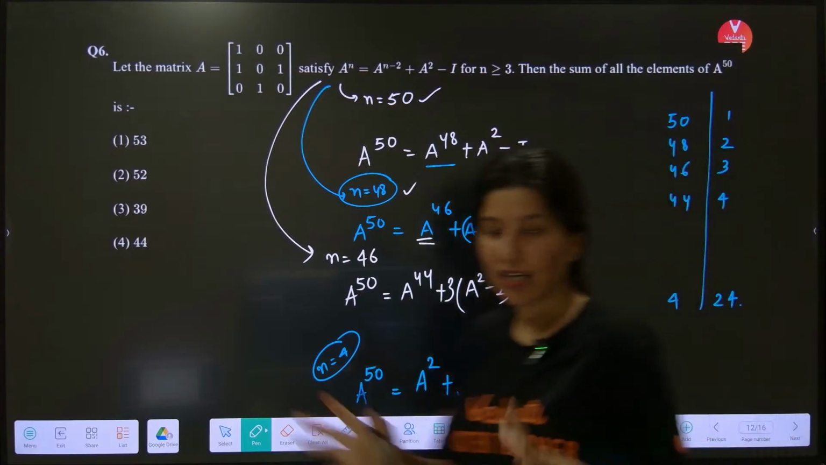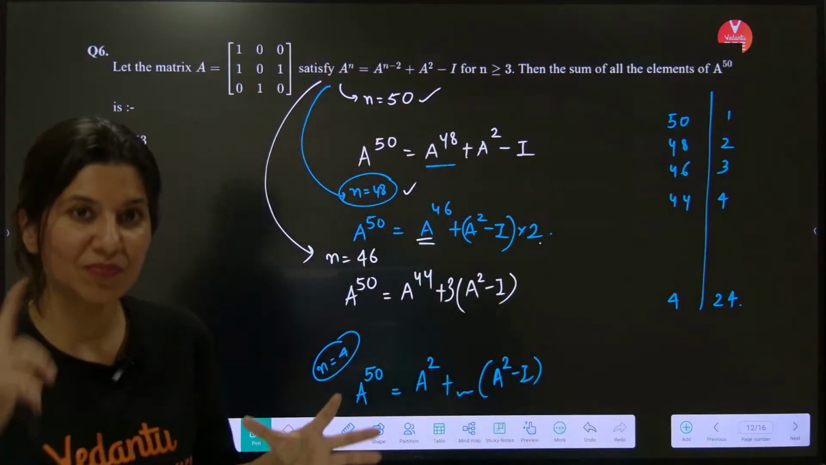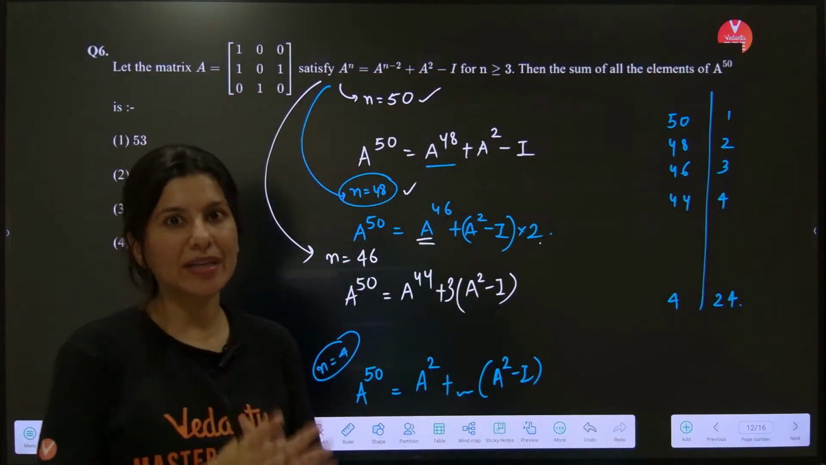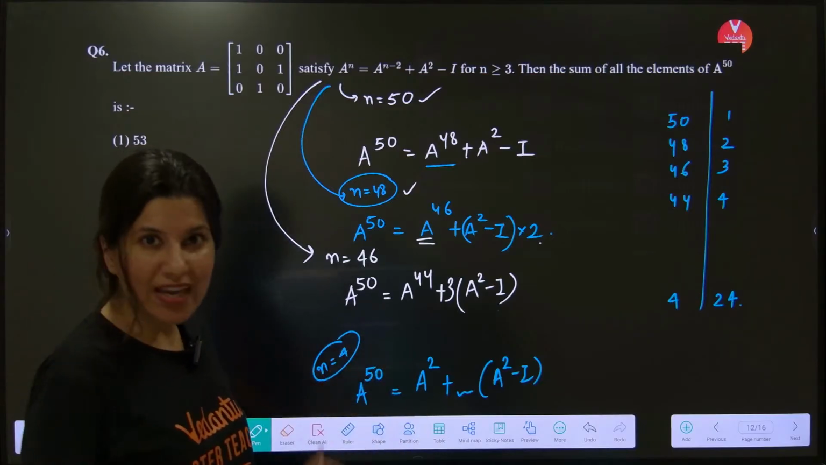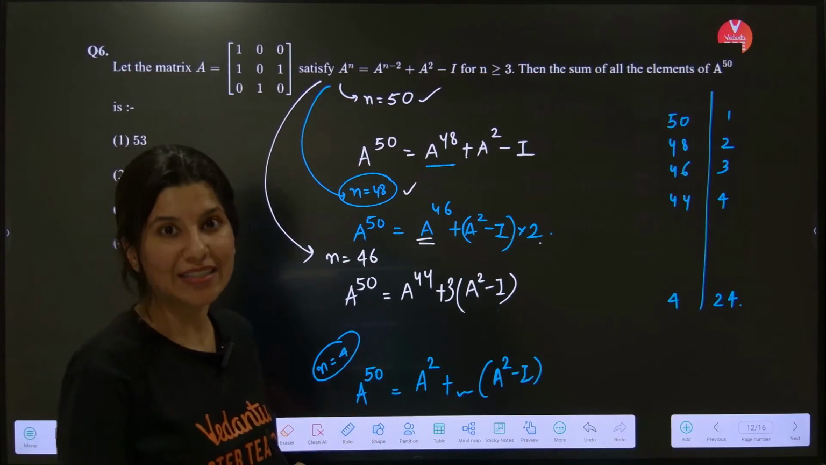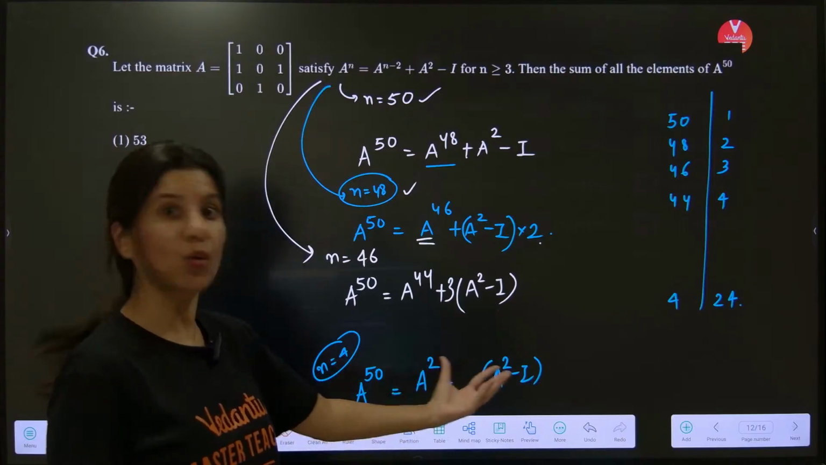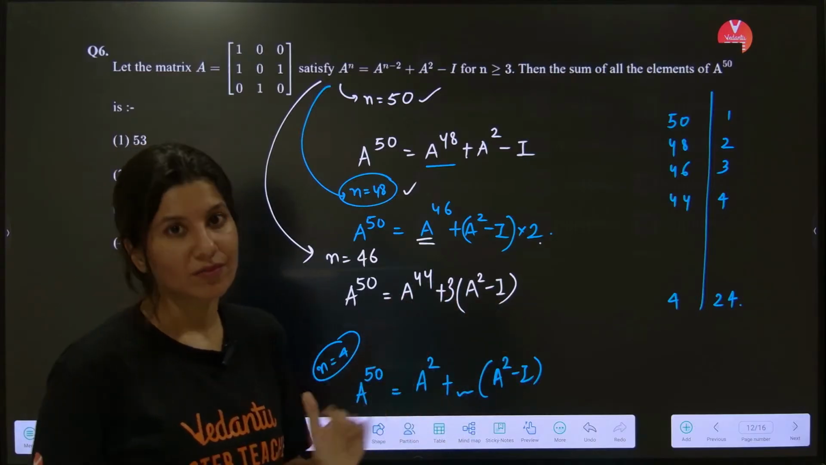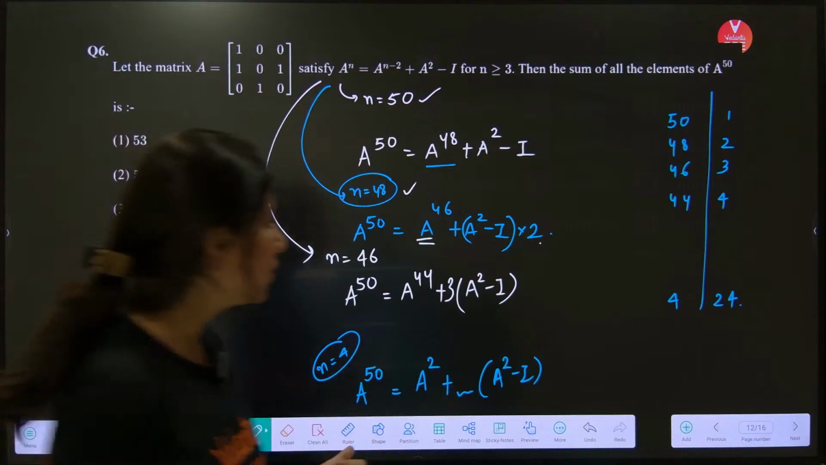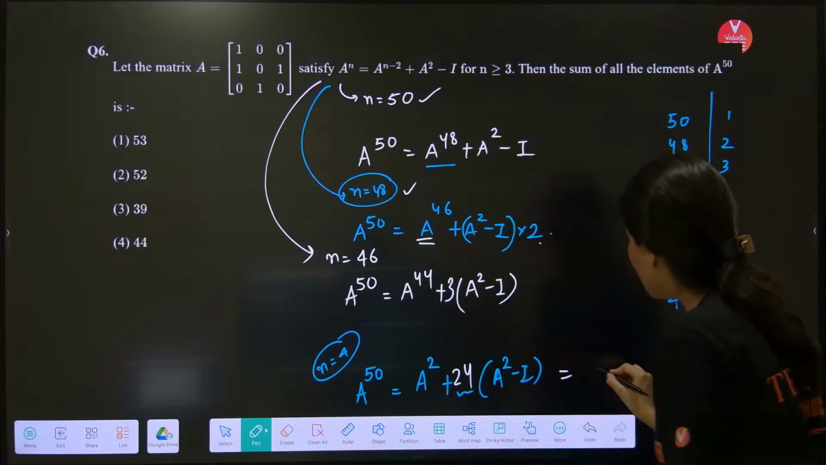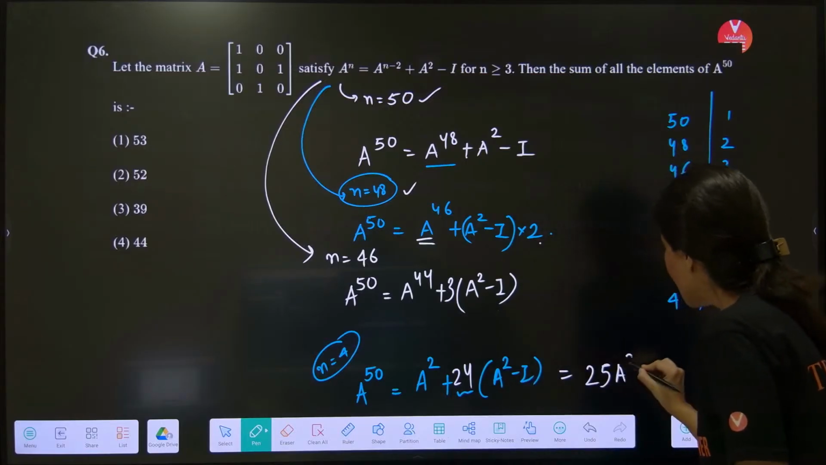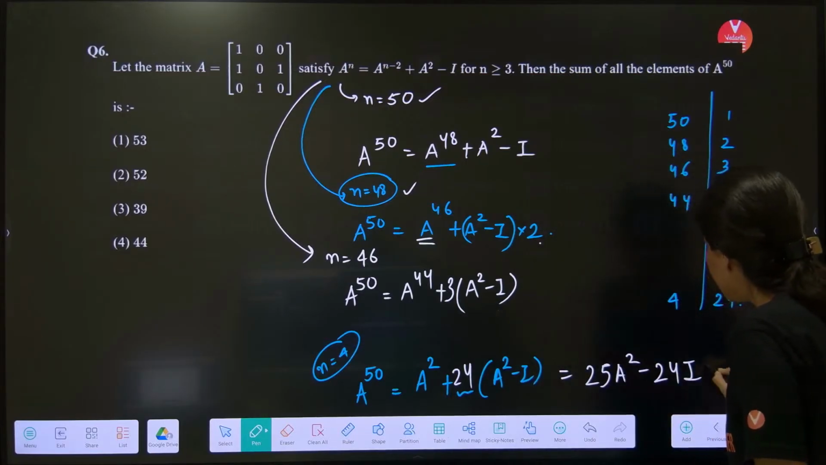How? Because in total first 50 numbers, how many even numbers are there? 25 even, 25 odd. But you are going till just 4. N is equal to 2, you are rejecting or you are not doing. Okay, so 1 less, so it will be what? 24. So the number will be 24. So A power 50 will be what? 25 A square minus 24I.